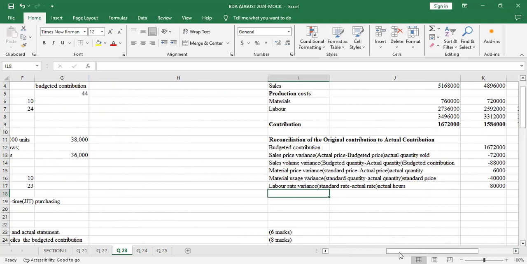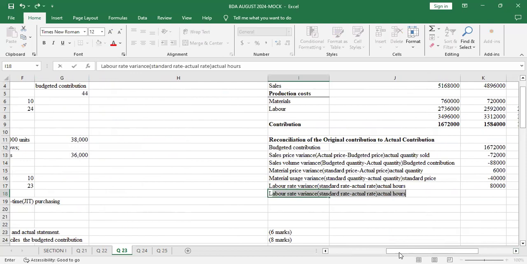And lastly, we'll check the labor efficiency variance. The formula is standard hours in actual, standard hours minus actual hours, then you multiply by the standard rate.